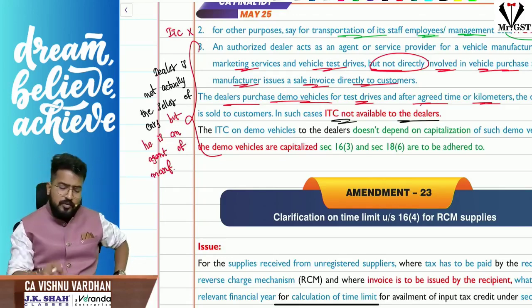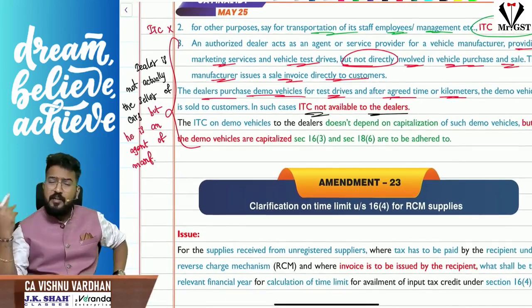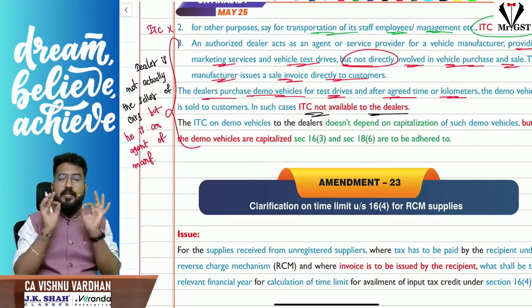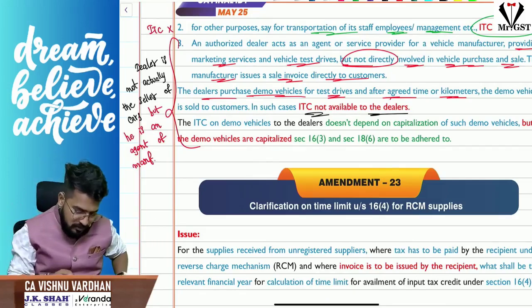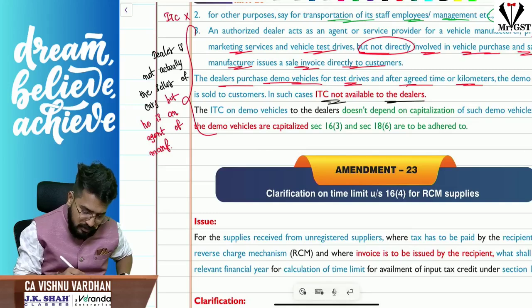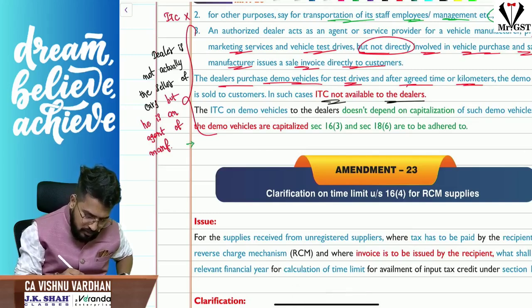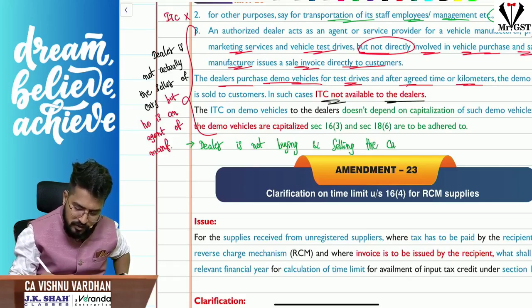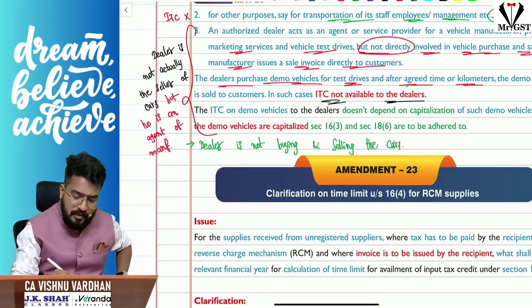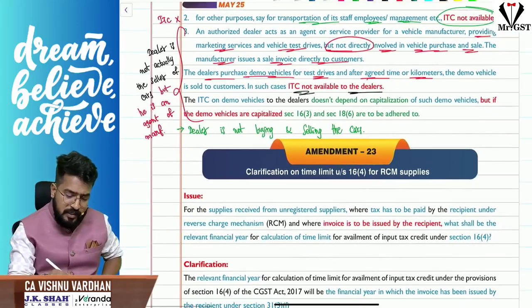Okay, so now, sir, whether this dealer is capitalizing the car or not capitalizing the car doesn't matter. He cannot take ITC because he is just providing service as an agent. He is not buying and selling the cars. Better write down, dealer is not buying and selling the cars. So whether he is capitalizing the cars or not doesn't matter here. ITC on demo vehicles does not depend on the capitalization.